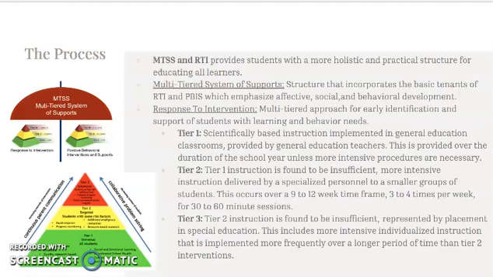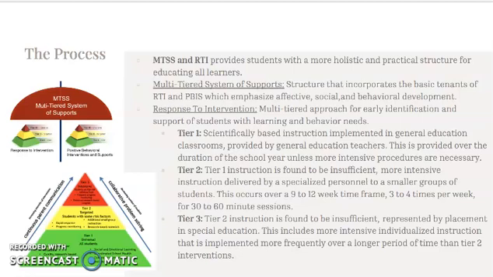Tier 1 is a scientifically based instruction implemented in general education classrooms provided by general education teachers. This is provided over the duration of the school year unless more intensive procedures are necessary. Tier 2 occurs when Tier 1 instruction is found to be insufficient and more intensive instruction delivered by specialized personnel to smaller groups of students.